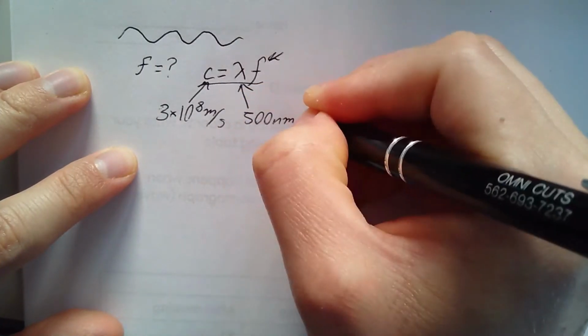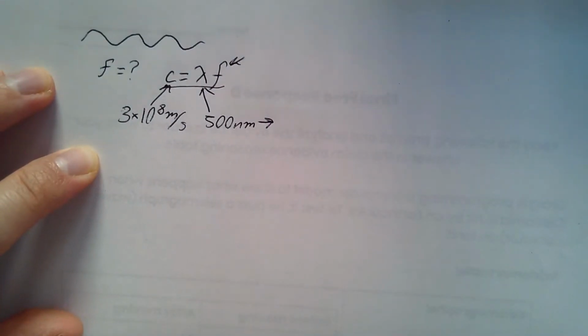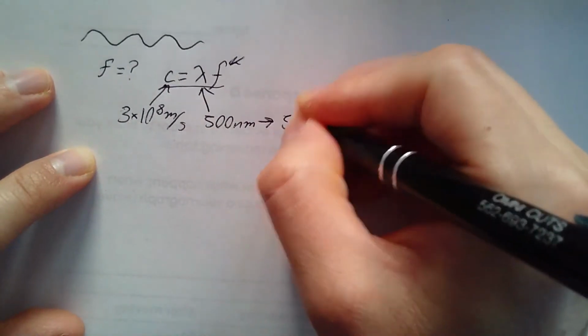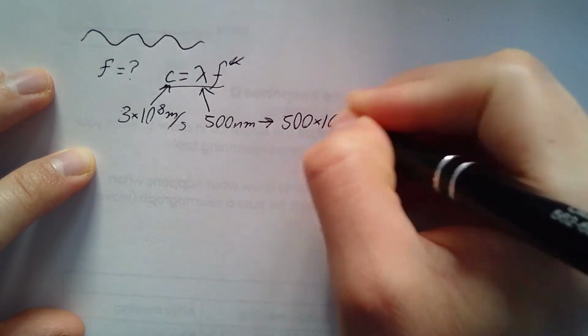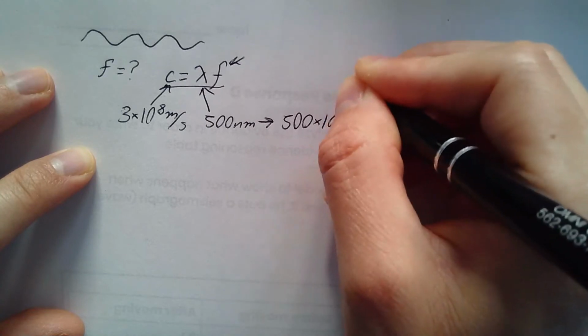Now, because this is nanometers, I actually need to convert to meters. So to do that, that's actually very simple. I just put 500 times 10 to the negative 9, and that gets me to meters. So this is nanometers here.